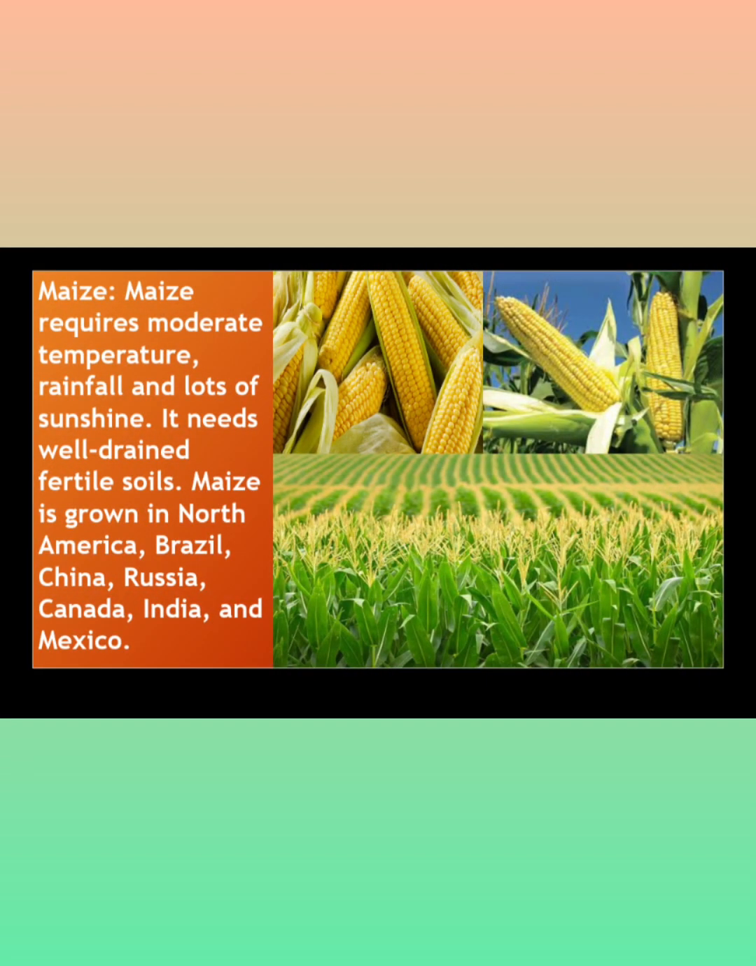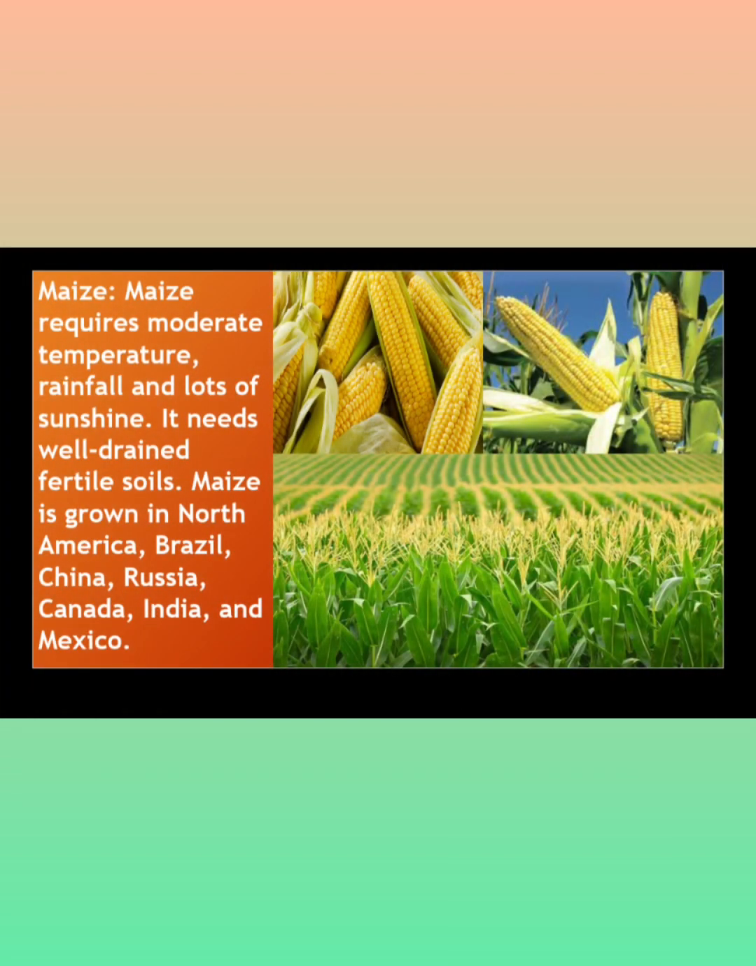Maize. It requires moderate temperature, rainfall, and lots of sunshine. It needs well drained, fertile soil. It is grown in North America, Brazil, China, Russia, Canada, India, and Mexico.